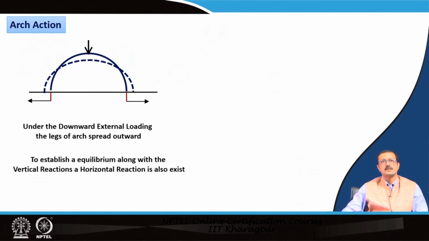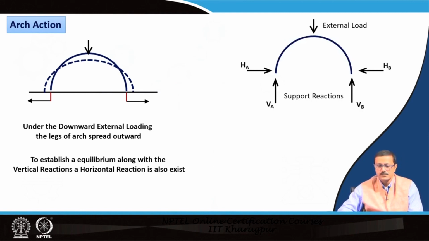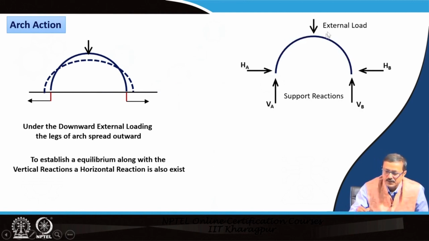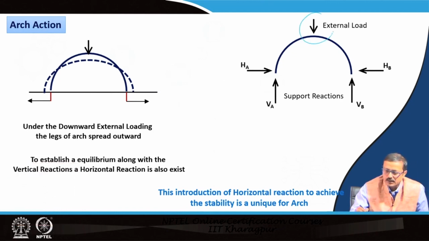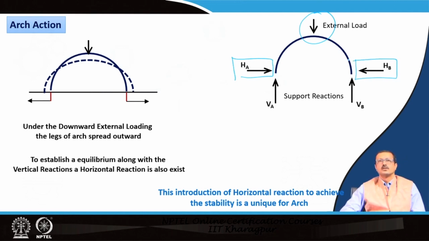So, to establish the equilibrium along with this vertical reaction, a horizontal reaction has to exist. What does it mean? It means if there is an external load on a particular arch, the load will create a horizontal reaction, and this horizontal reaction is necessary, otherwise it will be unstable because the legs will go apart.